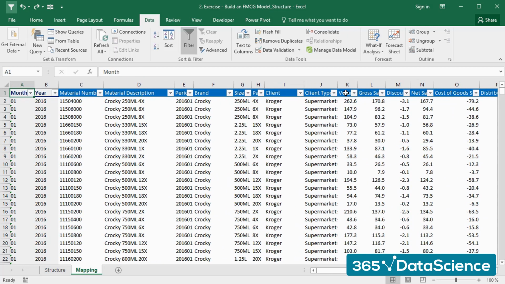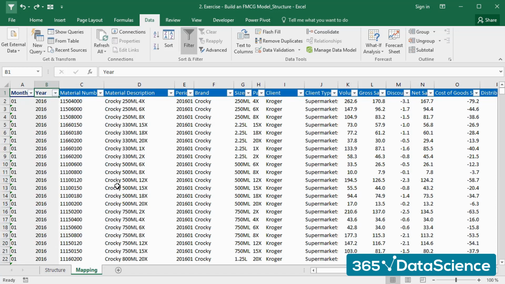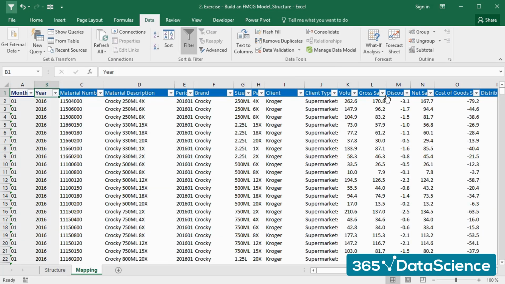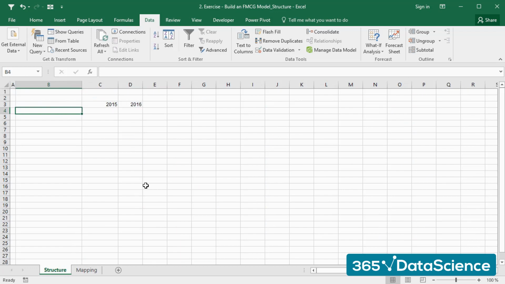So, the first thing we can say for certain is that we have 2 years of data, 2015 and 2016. Let's add 2 separate columns in which we will have data for 2015 and data for 2016. One of the most important drivers for FMCG businesses is volumes sold. And although volume isn't a financial measure, I would suggest putting it on top of our report.